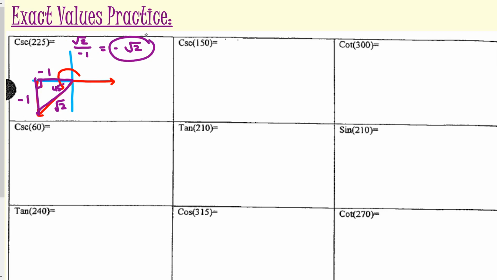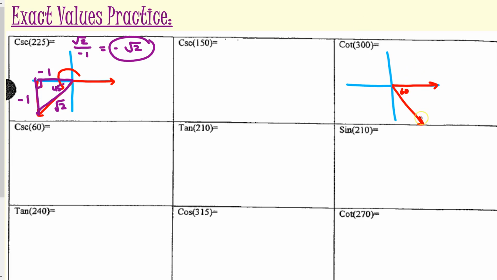Okay, let's practice a few more. So we have cosecant of 150 degrees. Oh, let's move on to one that's not cosecant. How about cotangent of 300 degrees? All right, so 300 degrees would be quadrant 4. So here's the initial side. We go counterclockwise 300 degrees. So we went 90, 180, 270. We went another 30, which means this angle here is 60.